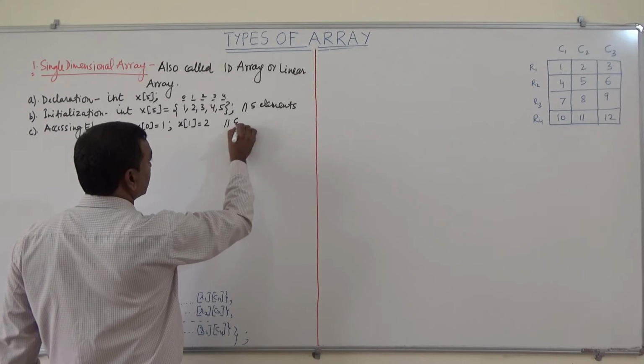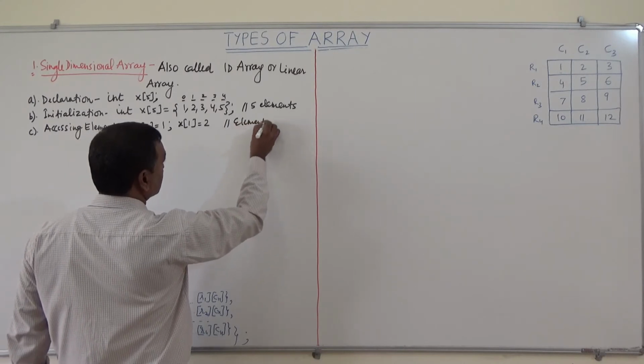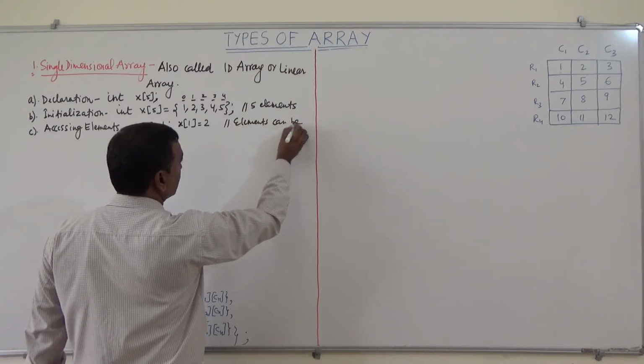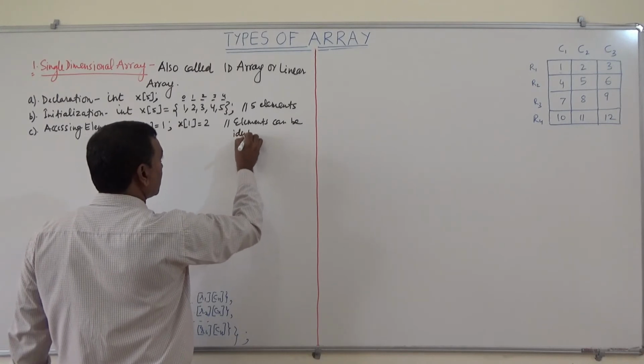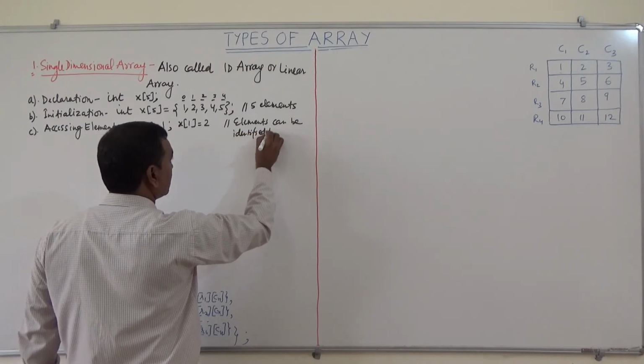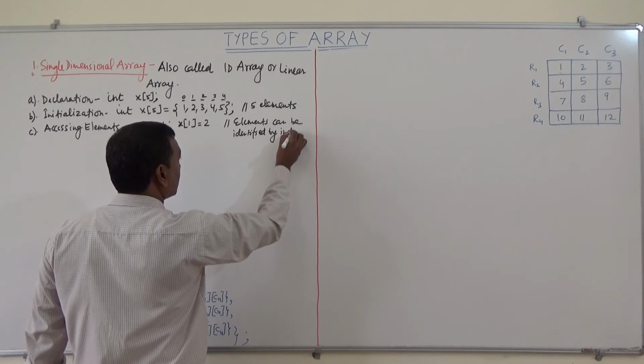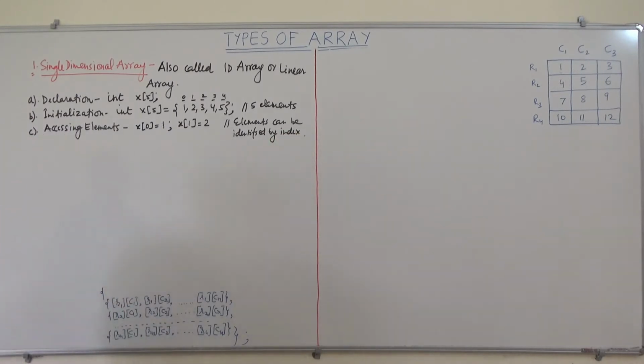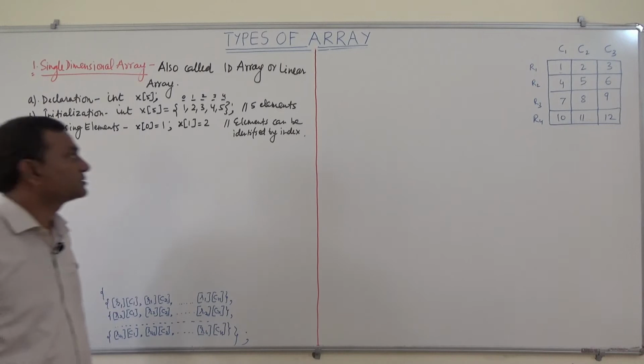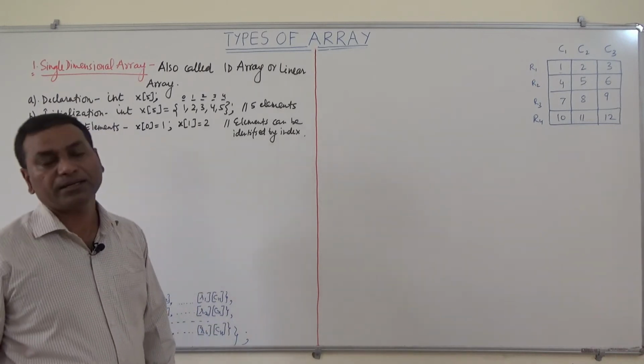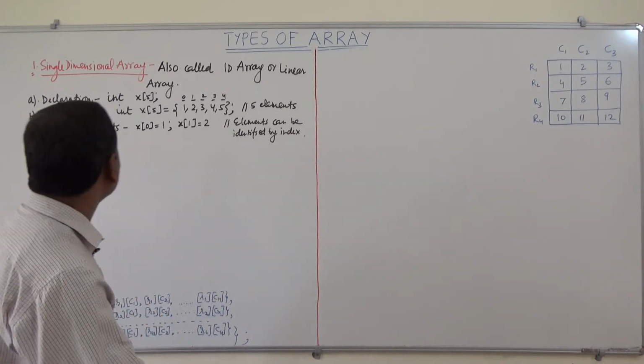So we can write elements can be identified by index. If we wish to access 3, then we can write int x 3.